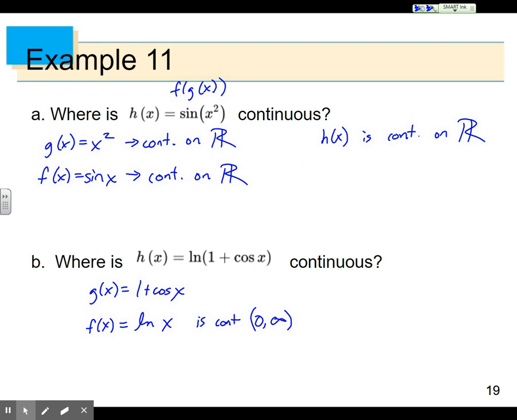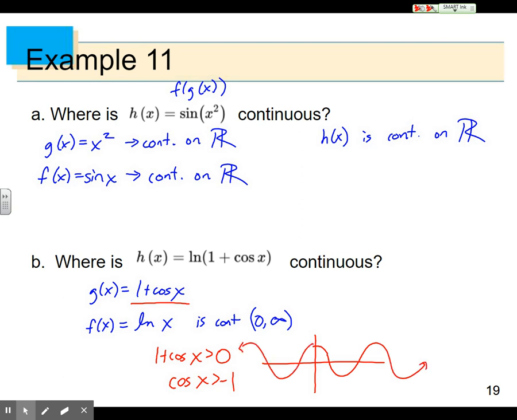So looking at this, that means the whole function is only going to be continuous whenever 1 plus cosine x is able to stay on the positive side. That's true whenever cosine x stays bigger than negative 1. When does cosine x stay bigger than negative 1? Great question. I'm going to graph myself a little cosine function right here. And cosine x equals negative 1 at all of these values right here.